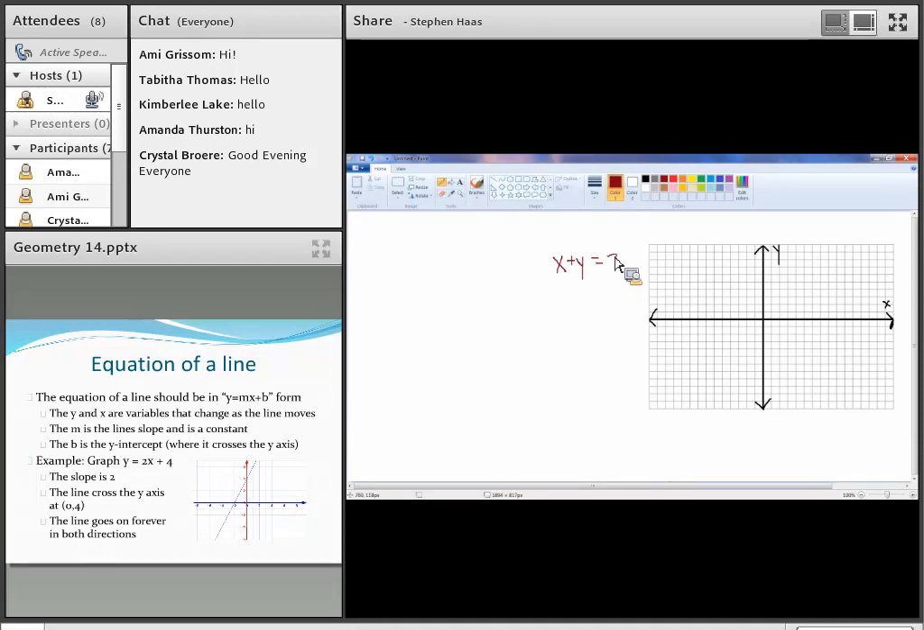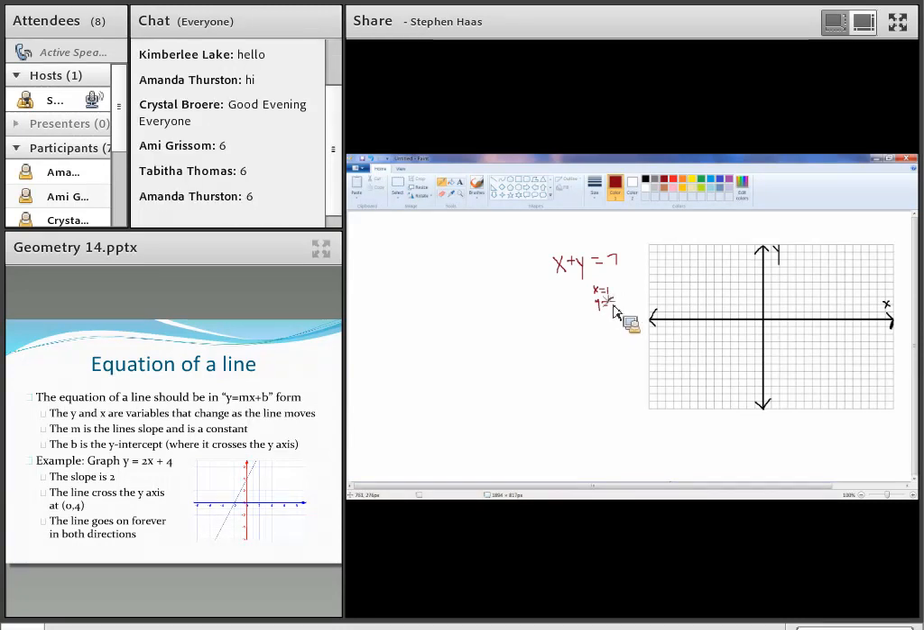Now, obviously you don't know what x is and you don't know what y is, but they could have different values. If x is 1, then what's y? If x is 1, then what is y? 6, okay. If x is 2, then y, of course, is 5. If x is 3, then y is 4. Again, that's just common sense. Now, that is the relationship between x and y.